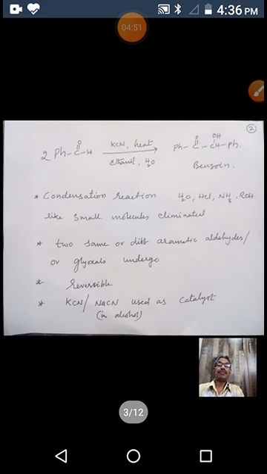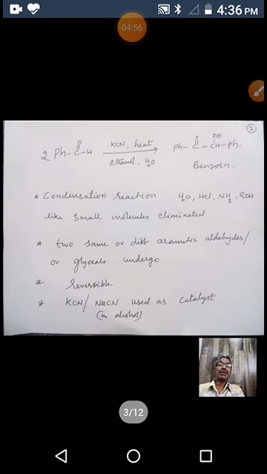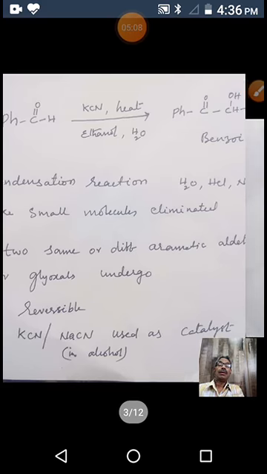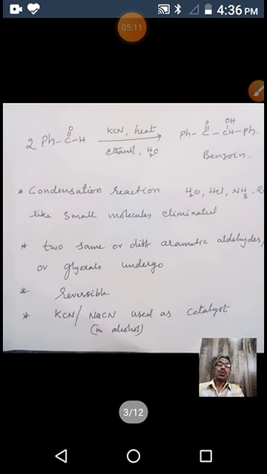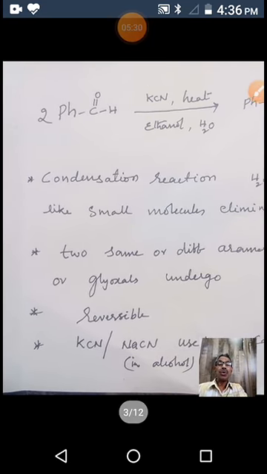This reaction is also written like this. Benzaldehyde we can write as PhCHO also. Ph means phenyl group. So two benzaldehyde molecules participate in this reaction, giving benzoin. What is a condensation reaction? We know that the addition or combination of two or more molecules by eliminating some smaller molecules like water, ammonia, hydrogen or HCl, giving a product, is called a condensation reaction. It is also a condensation reaction.